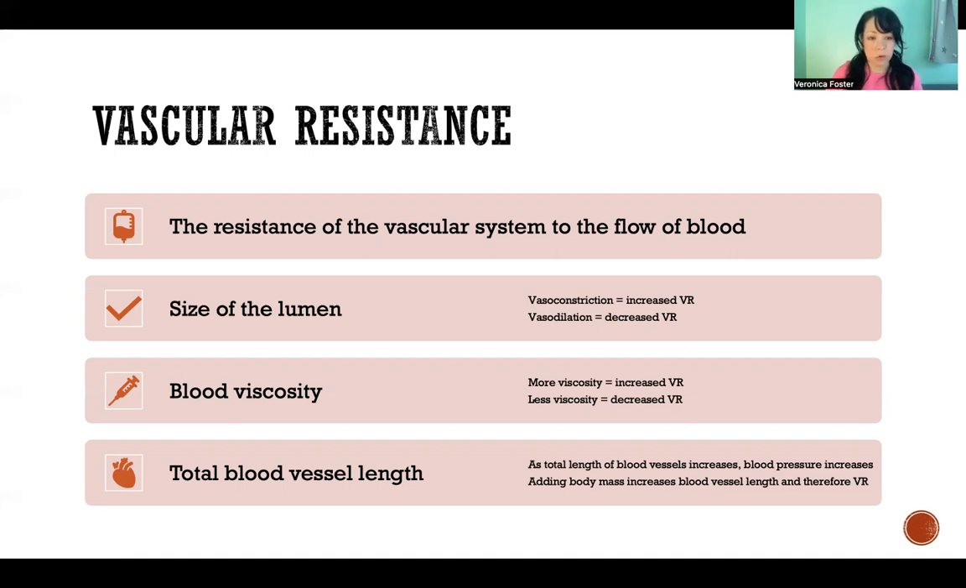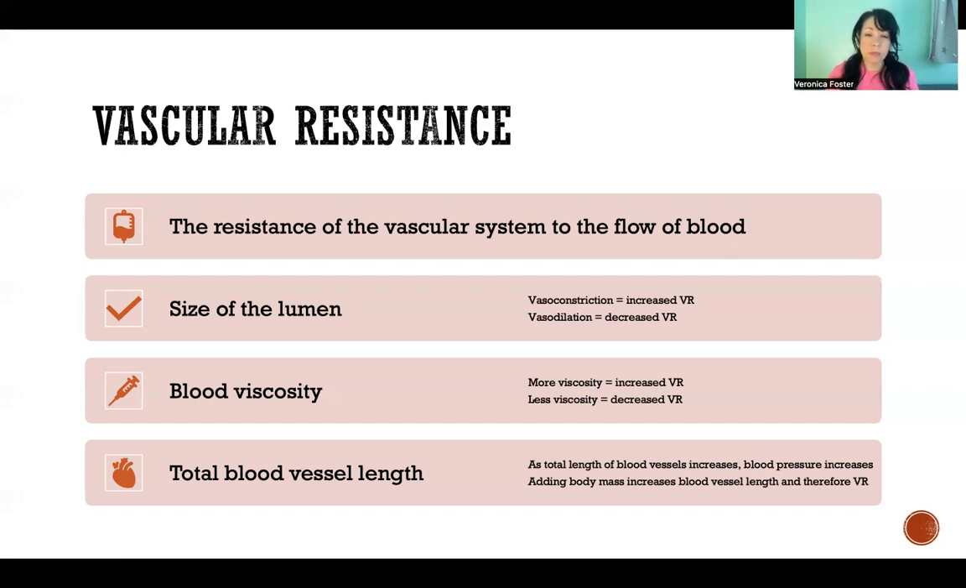So the size of the lumen, the size of the space inside the blood vessels, is going to affect the vascular resistance. When we have vasoconstriction, so the lumen gets more narrow, that increases the resistance to the flow of blood. Whereas vasodilation, where we have the lumen getting larger, we're going to have less resistance to the flow of blood through those vessels.